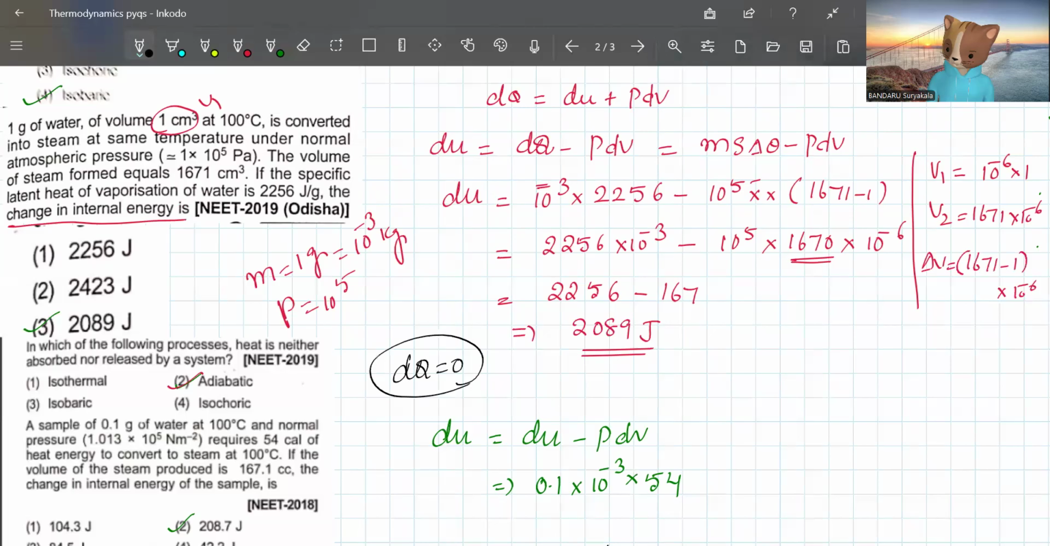See, the same problem they gave again in 2018. In 2019 they asked, and in 2018 also they asked the same problem. But only one change here: the mass they gave as 1 gram, here they gave as 0.1 gram. So here 0.2089 is the answer. So you will get nearly the same answer. Yes, right.